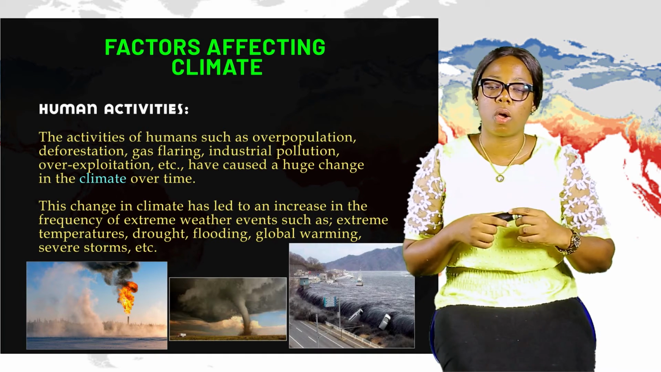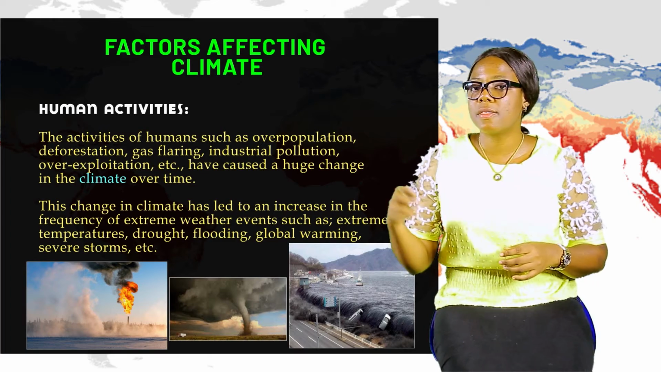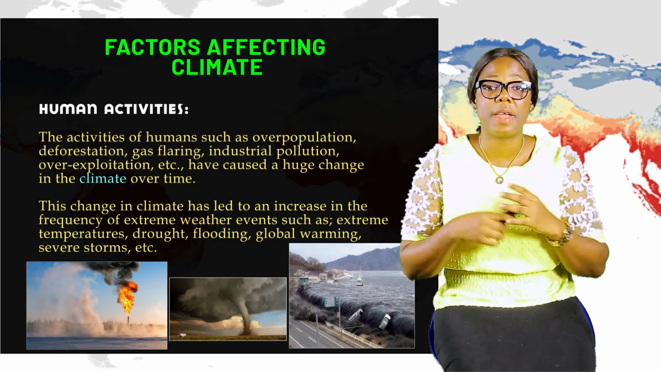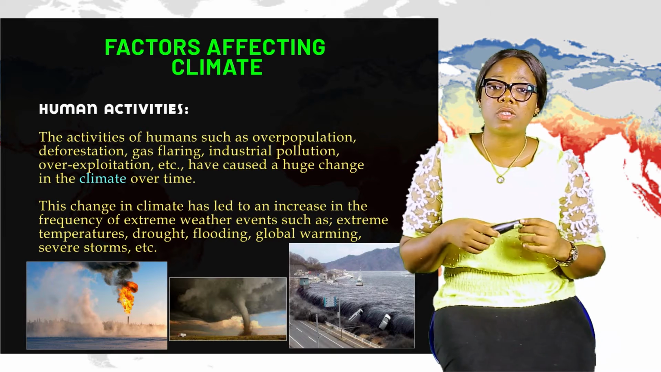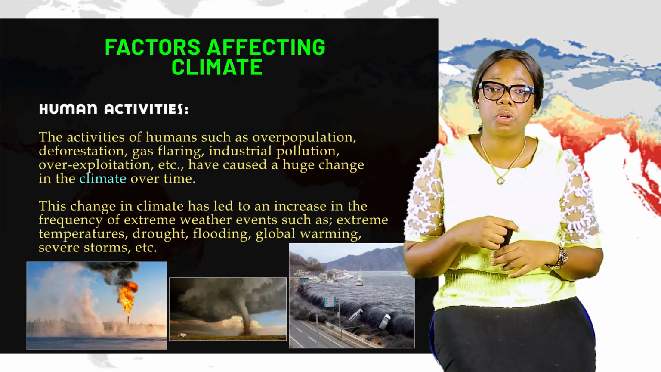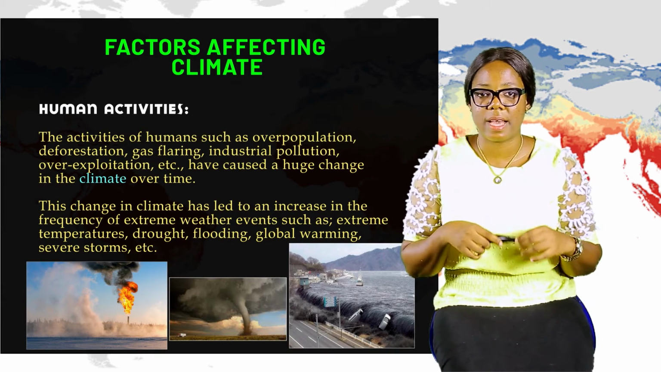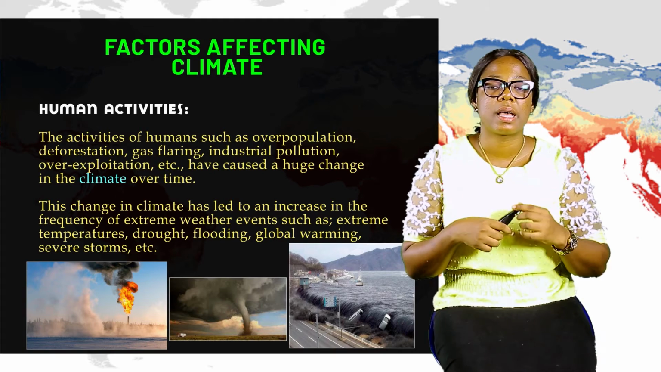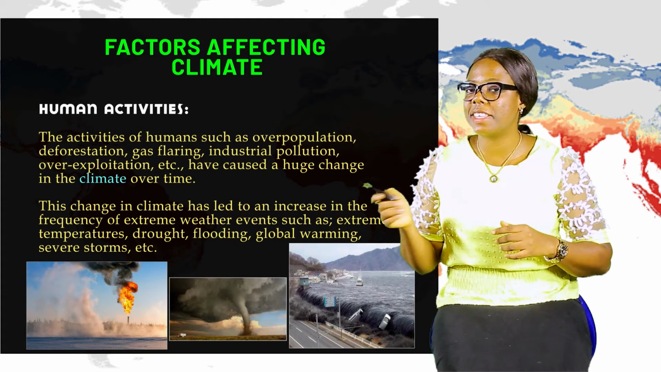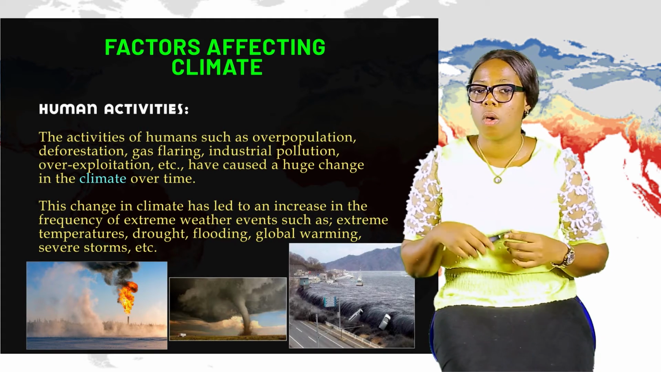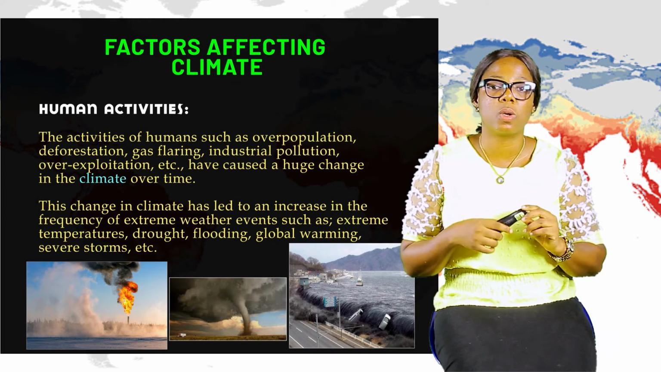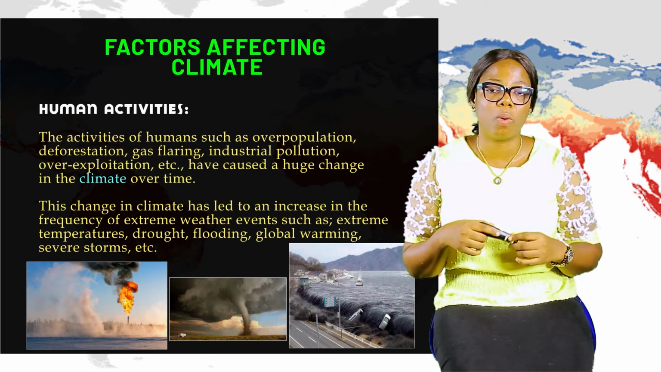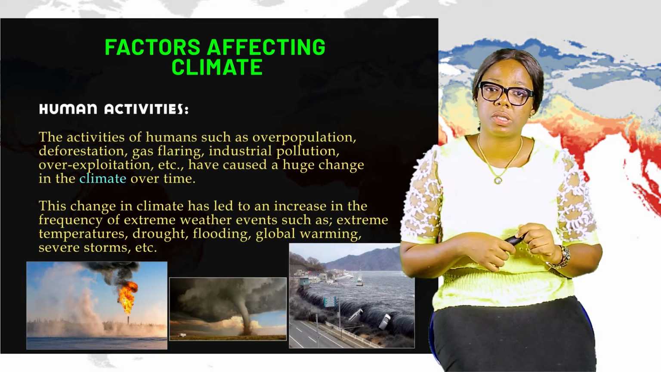For example, the frequency of hurricanes, flooding, severe storms, and also the rates at which the climate is causing global warming. This image shows gas flaring, which is the burning of fossil fuel. Gas flaring leads to an increase in the concentration of greenhouse gases in the atmosphere. Example is carbon dioxide. This image shows a tornado, while these images show the effect of human activities on the climate, leading to extreme weather conditions.